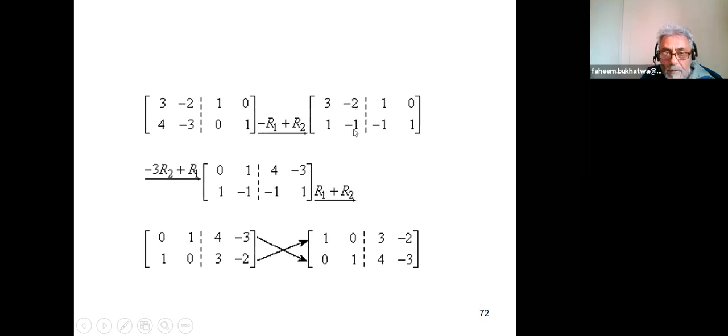We got row number 2 multiplied by -3, turned into +3, added it to this one, -2 turns into 1. So every item in row number 2 here is multiplied by -3. So this one becomes -3 times 1 is -3, added to 3, it turns into a 0. -3 times -1 becomes +3, added to -2 becomes 1. -3 times -1 becomes +3, added to 1 is 4. -3 times 1, added to 0 turns into -3.